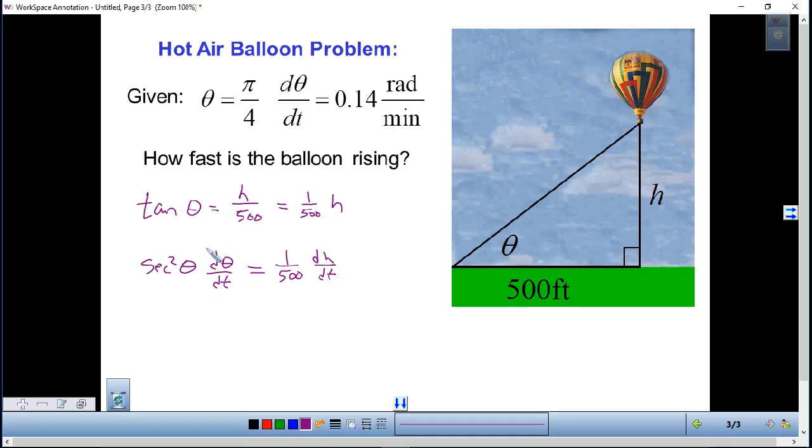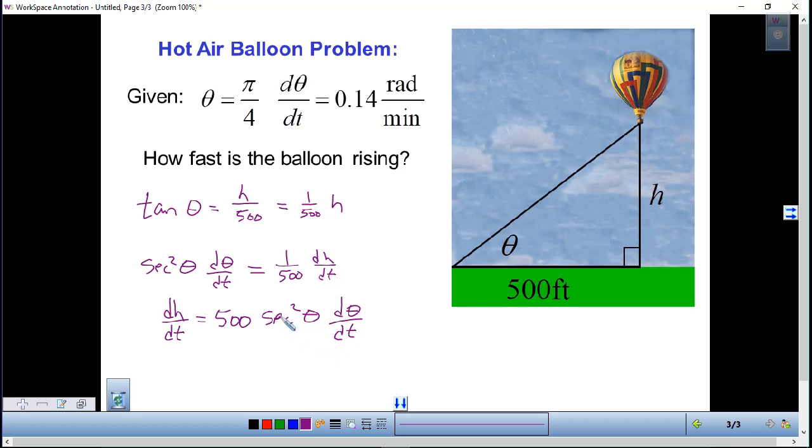So we know what d theta dt is, and we know what this side over here is. We're looking for how fast the balloon is rising, so we need to find dh dt. So that means we're going to multiply both sides by 500. So dh dt is equal to 500, when we multiply this to the other side, times the secant squared theta times d theta dt.